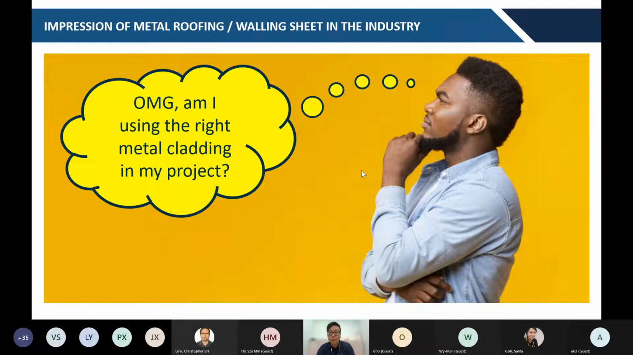All right, so coming to here, for those who always have the mindset about metal cladding that I mentioned just now, maybe now you start to flip through your project tender document, check the specification, and ask yourself, oh my God, am I using the right metal cladding in the project? So I hope the following sharing session can change your impression about metal cladding, and I also hope the information I share with you is able to assist you in choosing the right product in your project.